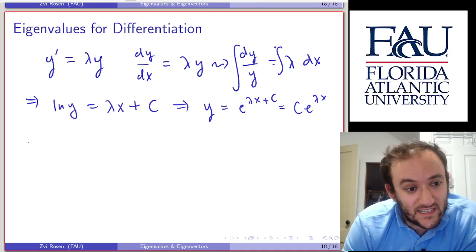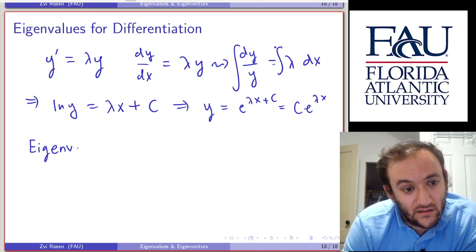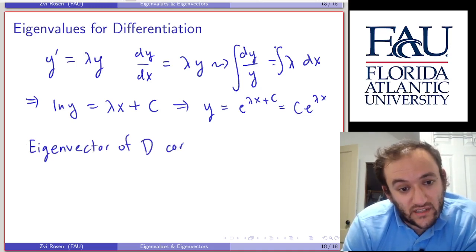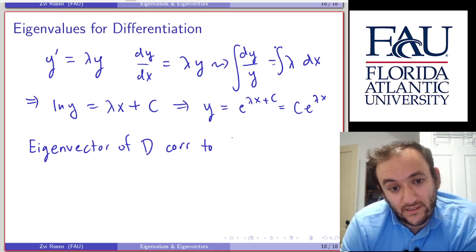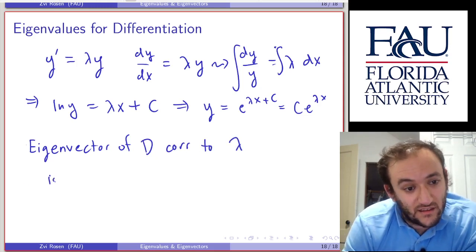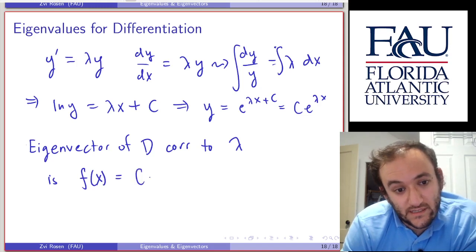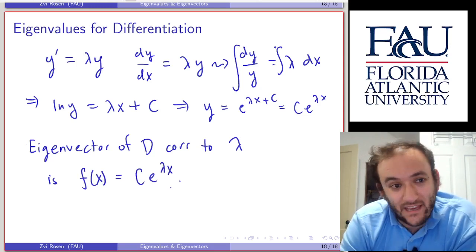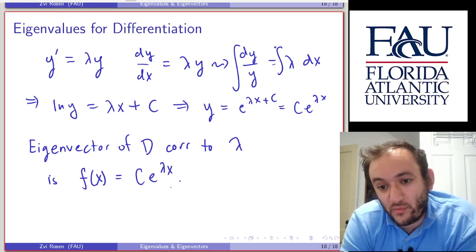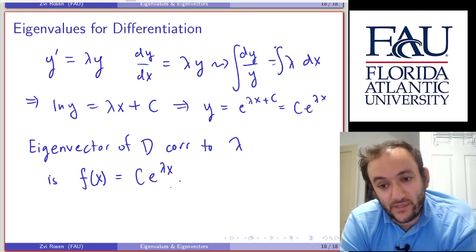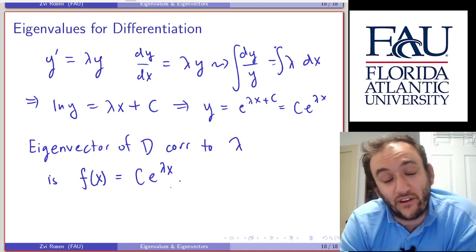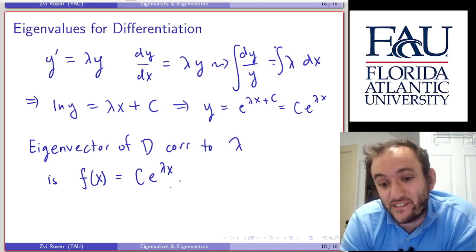So what this tells us is that an eigenvector of d corresponding to lambda is the function f of x equals c e to the lambda x. Okay, and we'll find opportunities to apply these concepts to differential equations a little more later on, but I think that's all for today. Thanks so much.